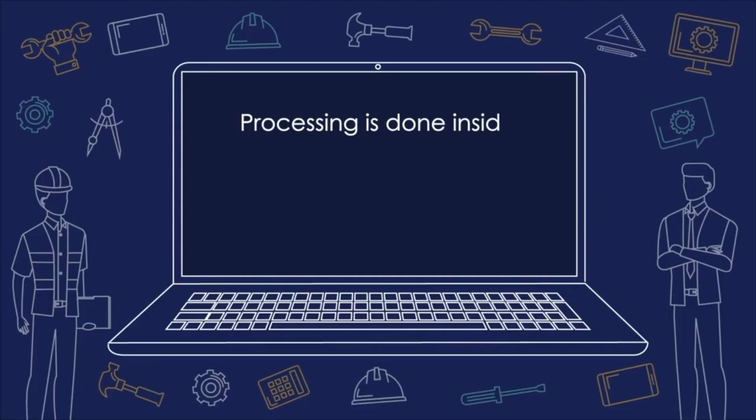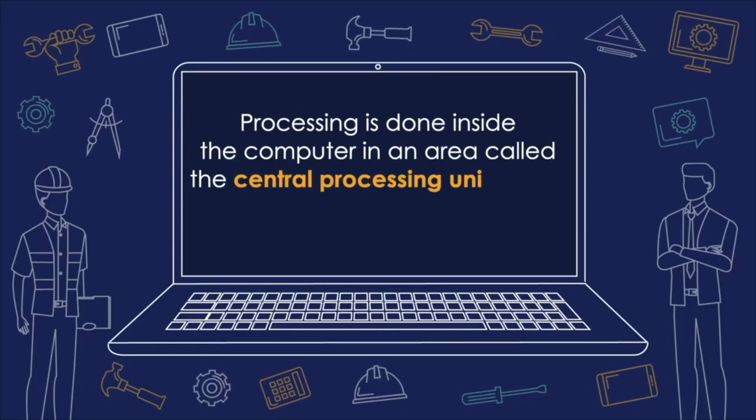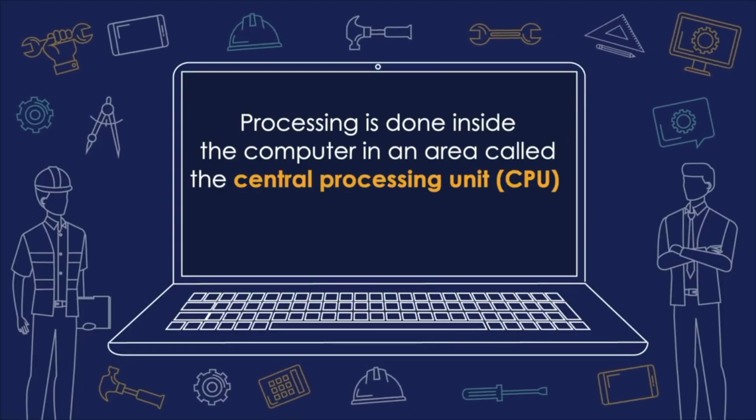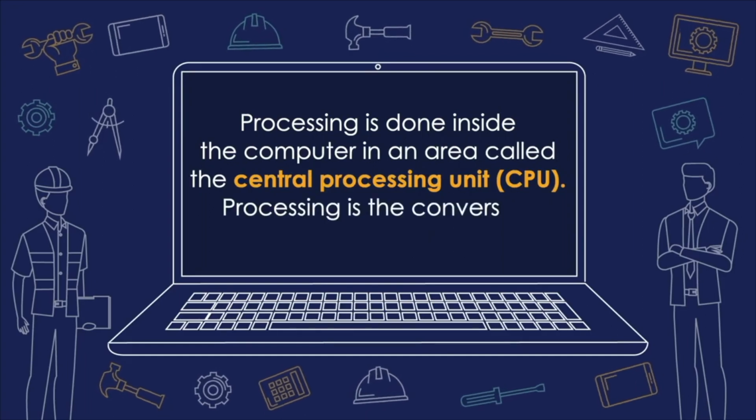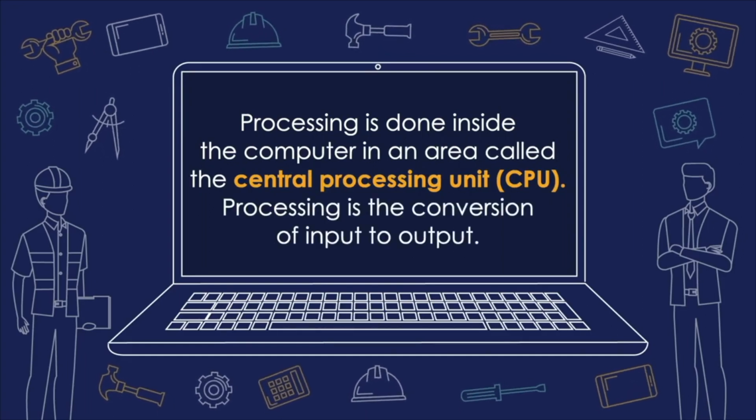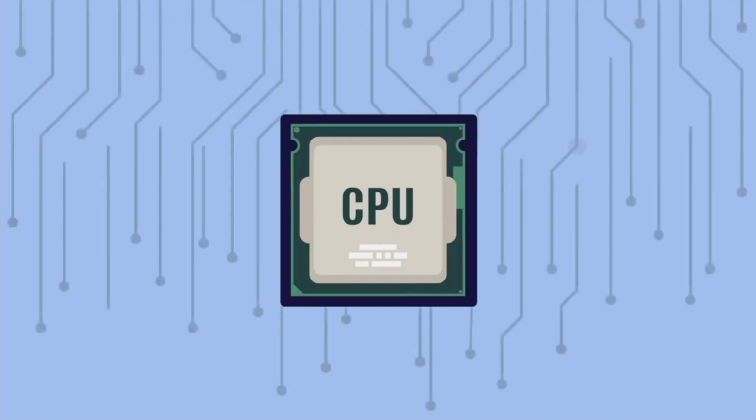Students, I have another question. Which part is considered as the brain of a computer? Correct! That is the CPU, the Central Processing Unit. Processing is done inside the computer in an area called the Central Processing Unit or CPU. Processing is the conversion of input into output.